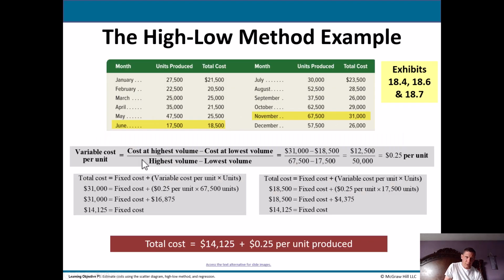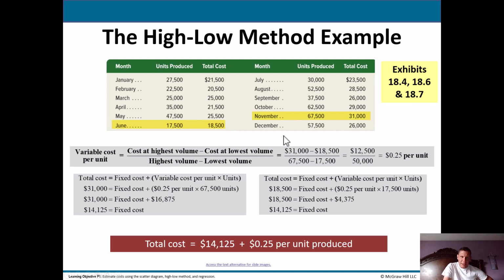Okay, so the formula we use, and the formula that you would always use, is cost at the highest volume minus cost at the lowest volume. If we look here at units produced, this is the lowest one, and then we have the highest volume, which is 67.5. You can see where they're plugged in. You can do this either way around. I always do the volume first and then the cost. That's just my preference. You can do it the other way around if you want.